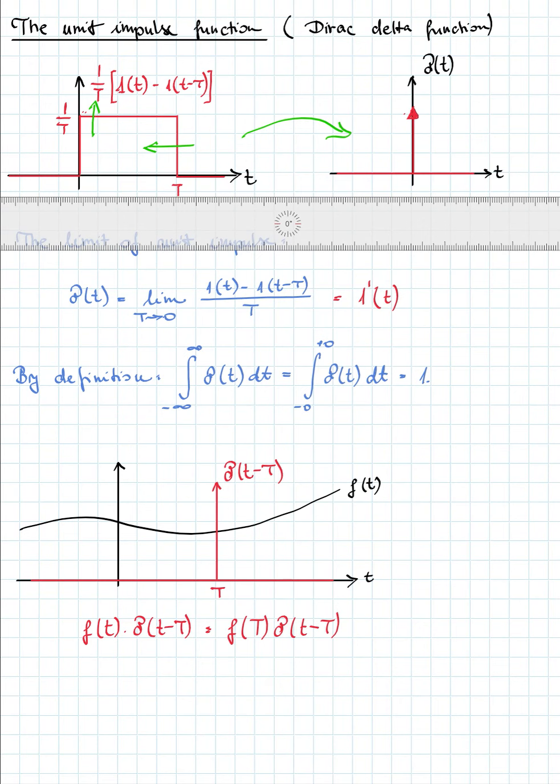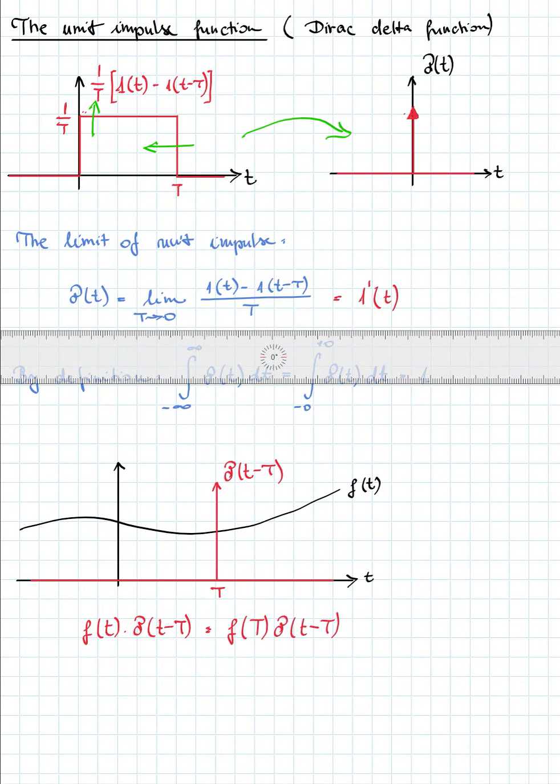So on the left we have a unit impulse function, on the right we have the special unit impulse function, whose name is the Dirac delta function. This is the Dirac delta function, which is a function with 0 everywhere except at time 0, and there the area is equal to 1. This is the definition of the Dirac delta function.